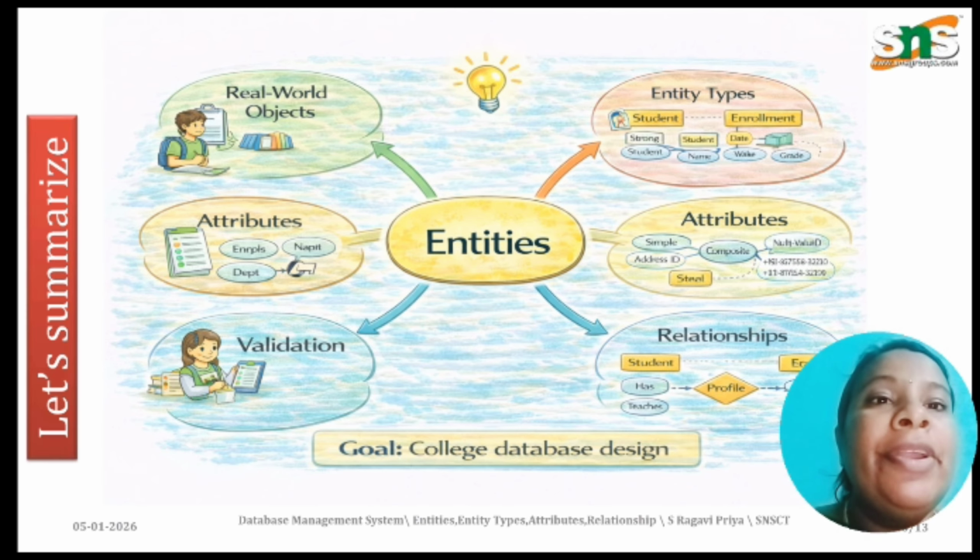So let's summarize. We have seen about the entity. Entities are real world objects. They consist of attributes, and we have seen entity types, one is strong and another is weak entity. We have seen about the attributes: single valued, multi-valued and composite attributes. Then we have seen about the relationships: one to one, one to many and many to many.